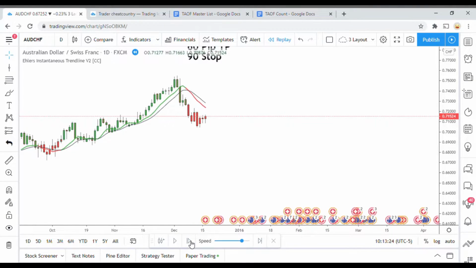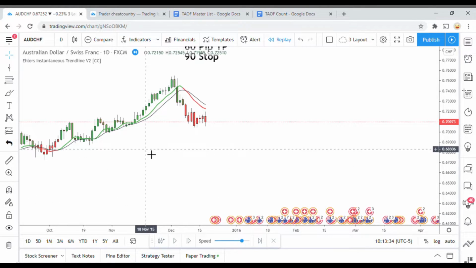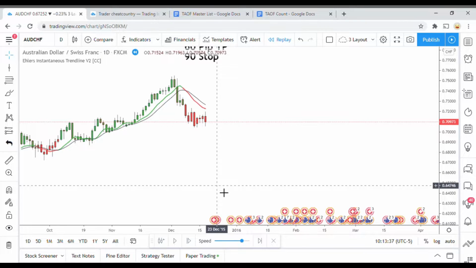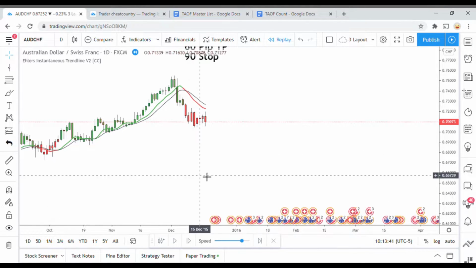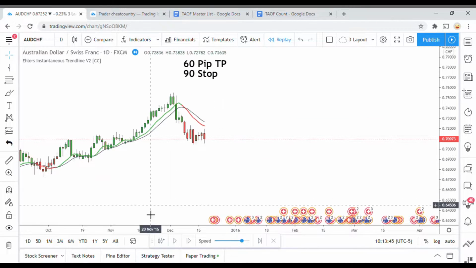Oops, I hit play instead of bar jump. You can jump 1 bar at a time like so. And then there is the real time, and so you can jump to real time, and so that obviously will take you all the way back to the current price action. And then there's the X button where you can exit out of it. And that's pretty much it. I mean, it's pretty straightforward other than that.